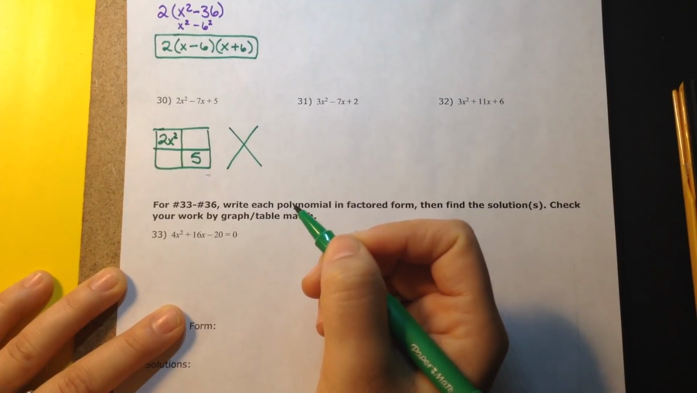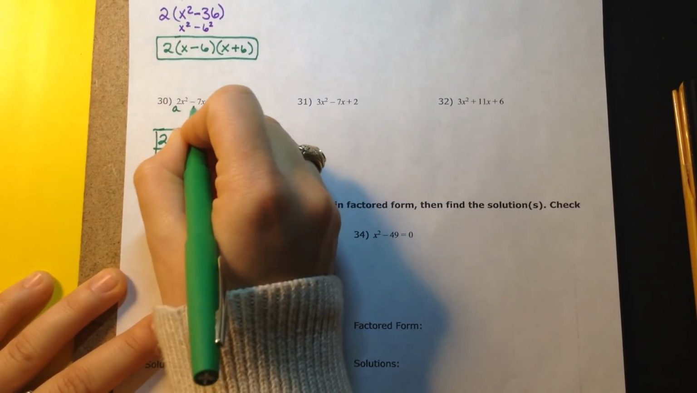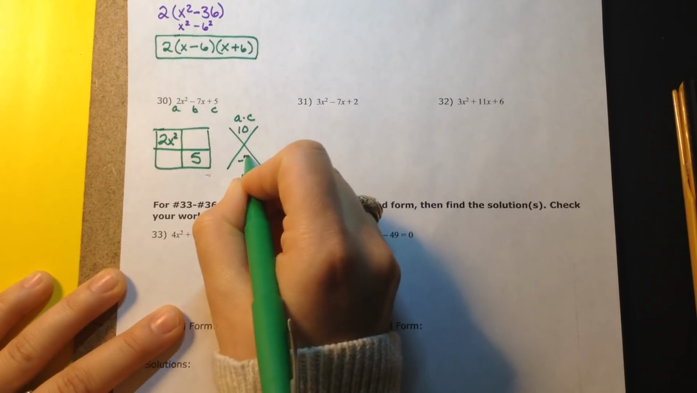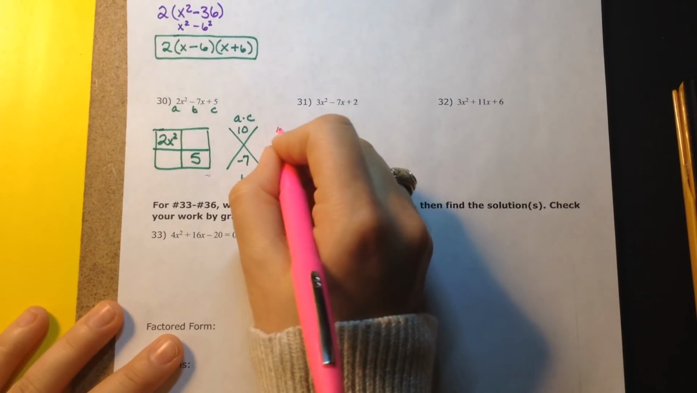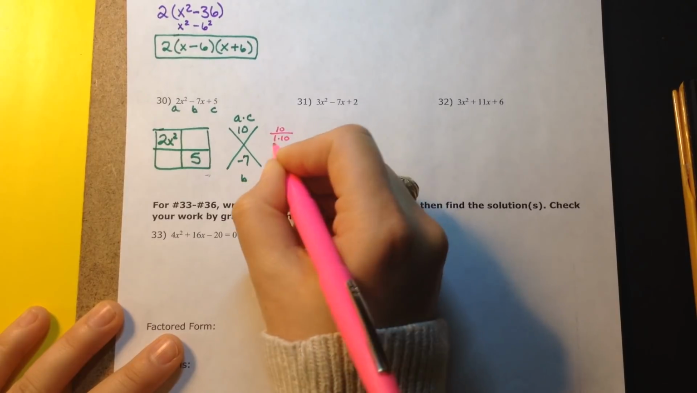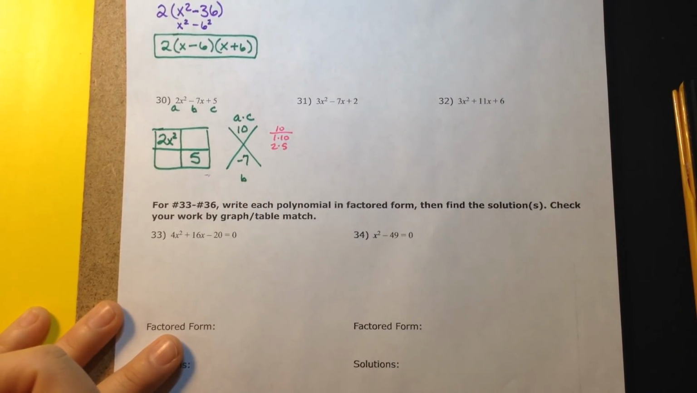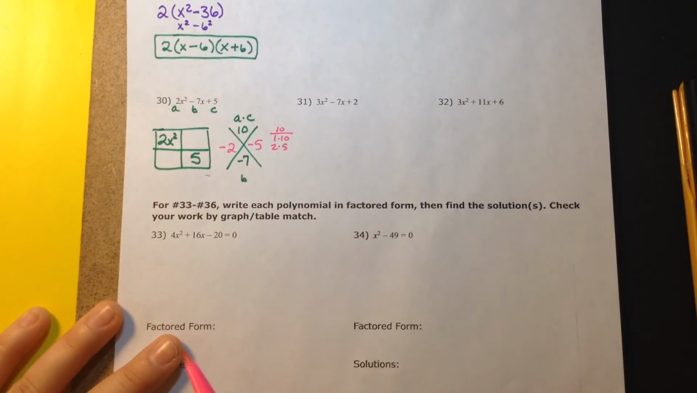I set up my x puzzle so that a times c is in the top, which is 2 times 5, and b is in the bottom, b for bottom. I solved my x puzzle by figuring out numbers that simultaneously multiply to 10 and add to -7. You could make your list for 10 if you need it. The list for 10, only 10, don't make a list for 7, is 1 times 10, 2 times 5. Therefore, the only way to make -7 out of this would be -2 and -5.